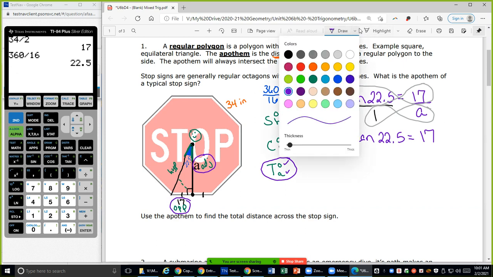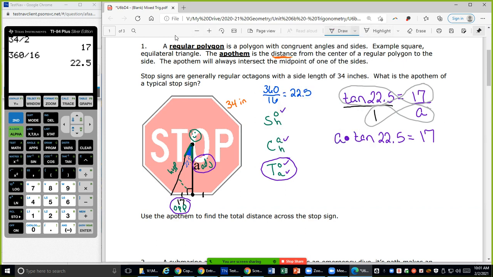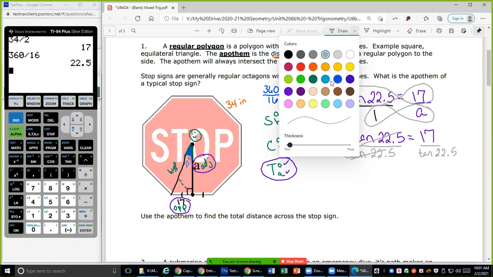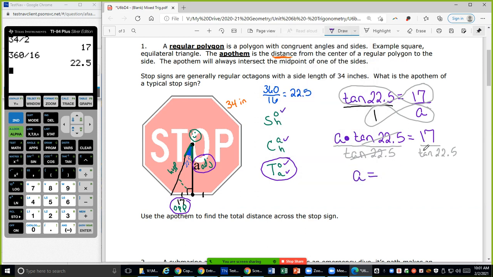So I need to undo the times, I need to do the inverse of multiplication, which is division. Remember, inverse just means like the opposite, the undoer of it. So the undoer of multiplication is the division, tangent of 22.5. If I divide on one side, I must also divide on the other. So I'm going to end up with my apothem is equal to this 17 divided by 22.5.